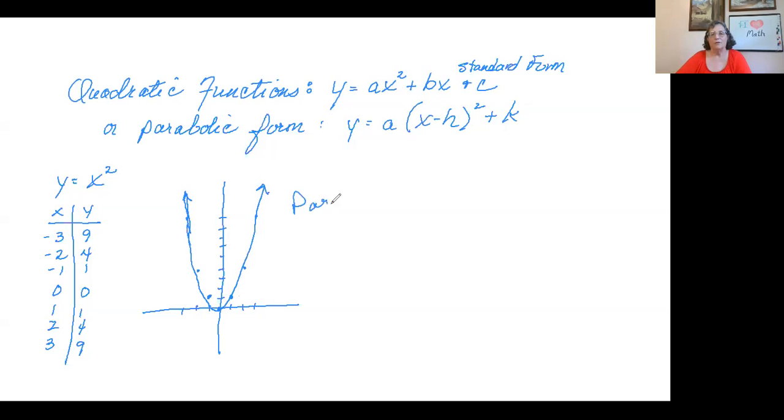But this is called a parabola. The turnaround point down here is called the vertex. And because of its symmetry to the y-axis, in this case, let me change colors a little bit. There's a line that always goes down through the middle of every parabola. And we call that the axis of symmetry.